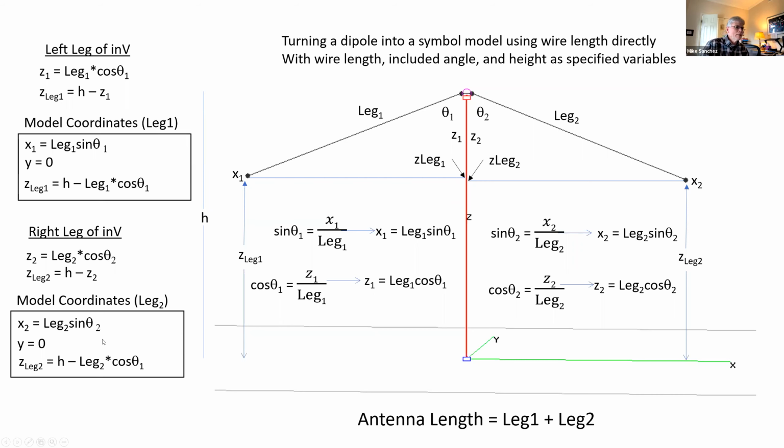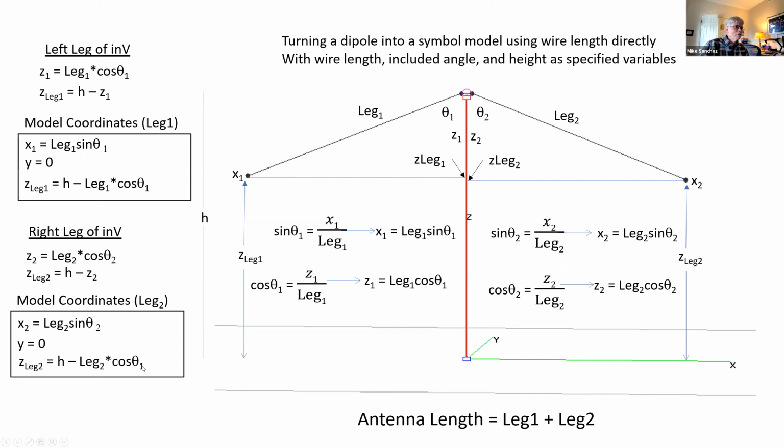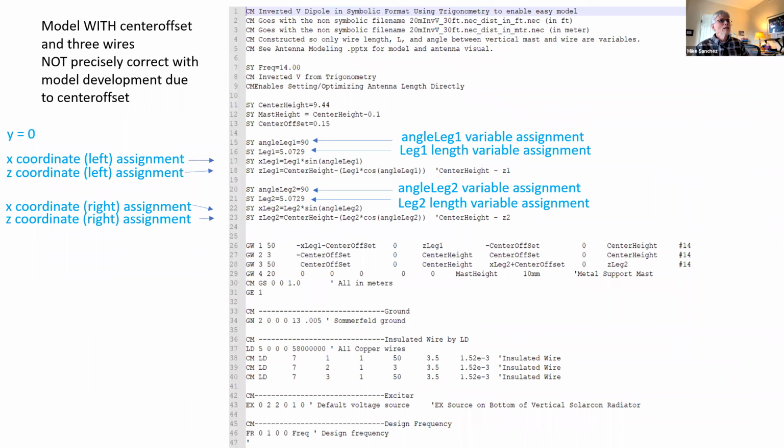And the same exact thing down here, except, oops, I made a mistake. That should be theta 2 there. I'll change it. That's what I get for cut and paste. Okay, so this is our little model for an inverted V. And now let's code it into the actual NEC or NEC 2 format.